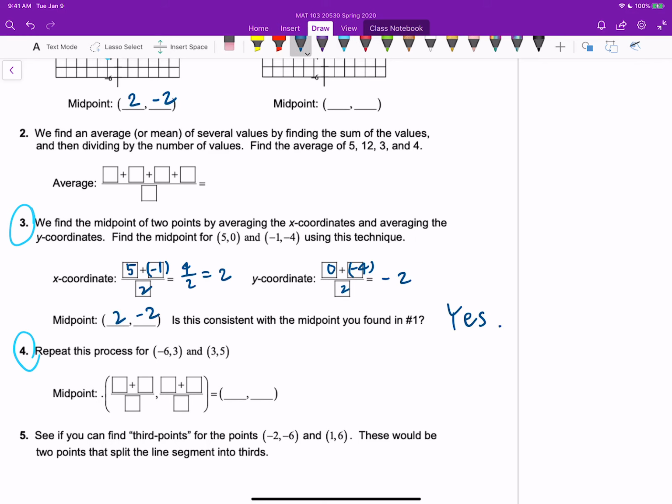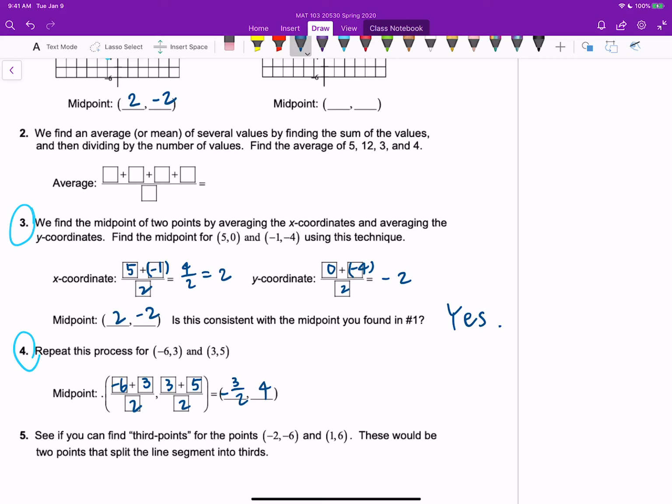Alright, hopefully you finished number 4 with ease. To calculate the x-coordinate of the midpoint, you add the two x-coordinates, which is -6 and +3, and you divide it by 2. That's going to give you -3/2. To calculate the y-coordinate of the midpoint, you add the two y-coordinates, which is 3 and 5, and then you divide it by 2. That will give you +4. Therefore, that is the midpoint of these 2 points.